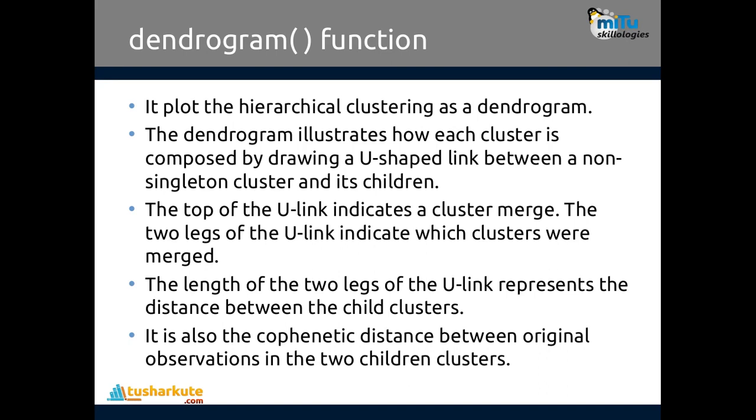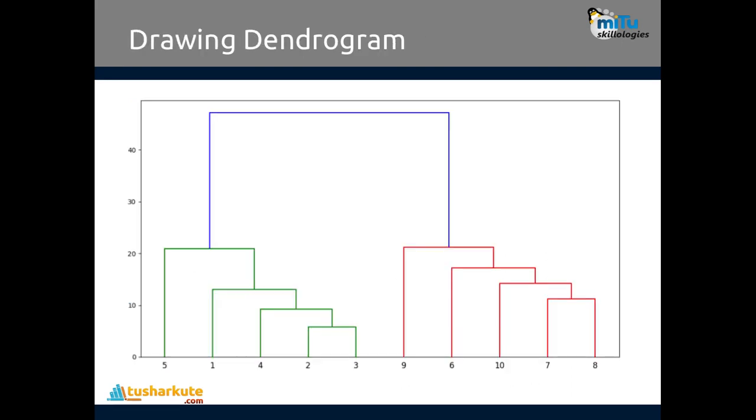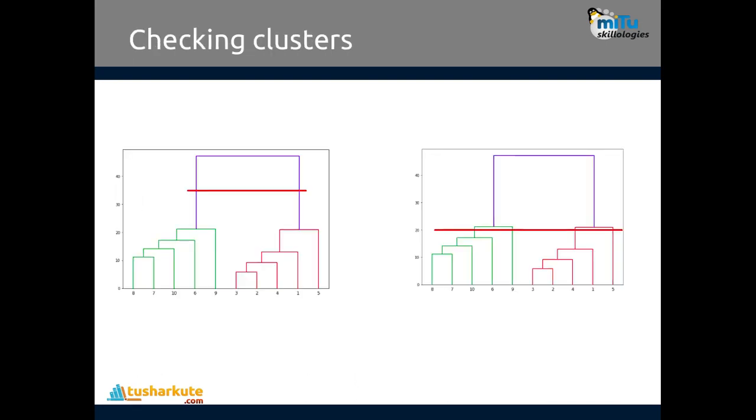If you plot the hierarchical clustering as a dendrogram, it is used to do that. The dendrogram illustrates how each cluster is composed by drawing a U-shaped link between the non-singleton cluster and its children. The top of the U-link indicates the cluster merge. The two legs of the U-link indicate which clusters are merged, and the length of the two legs of the U-link represents the distance between the child clusters. It's also the cophenetic distance between original observations in the two child clusters. So this is the output that I am generating. You can see easily how the clusters are connected together and how the dendrogram is formed.